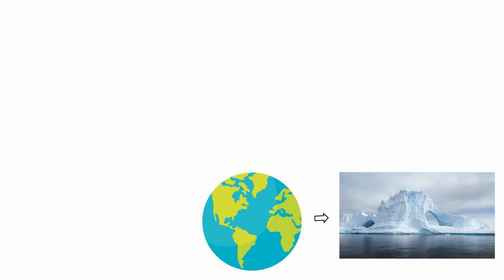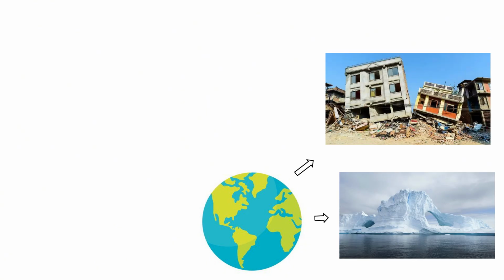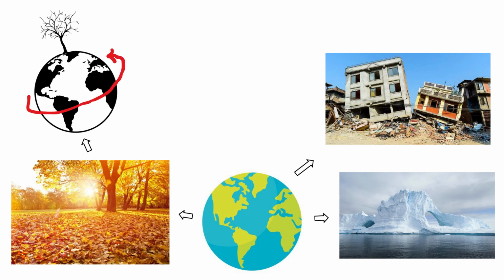If we disregard many other factors that also alter their distance from Earth, such as shifts in the distribution of water and ice or mass movements caused by earthquakes, then the Earth must rotate a little faster after the leaves fall in late autumn than in spring.